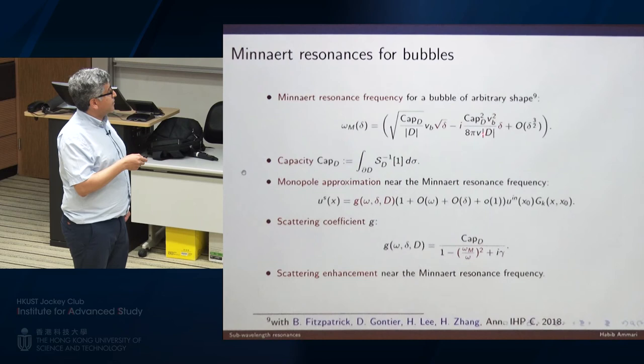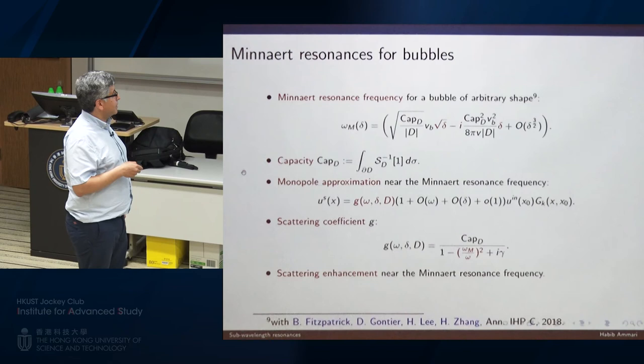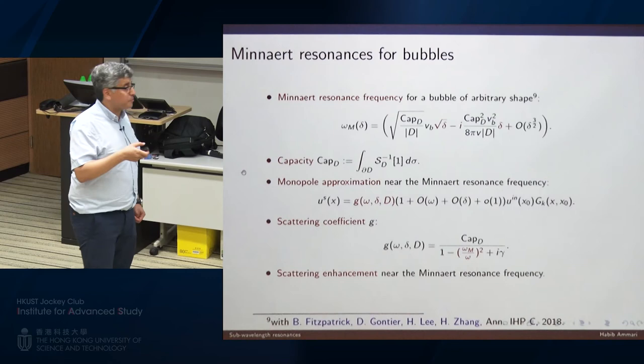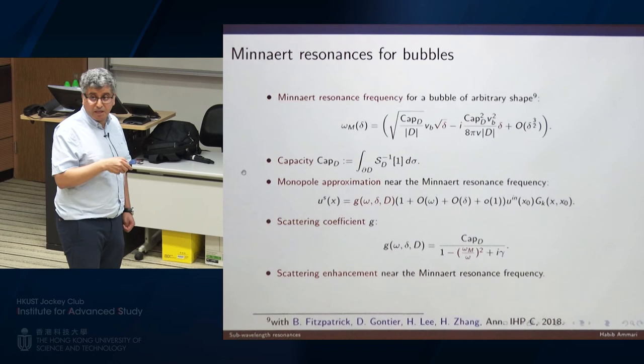And the imaginary part is of order delta times this. So the capacity, think about it like this: single layer potential minus one, integrated average on the boundary. And these bubbles are, as you remember, these plasmonic particles are dipoles, and they are strong dipole scatterers at their plasmonic resonance. The bubbles are monopoles. And monopoles means that this is some function of the frequency times the Green function. Dipoles is some polarization tensor, some matrix, times the gradient of the Green function.